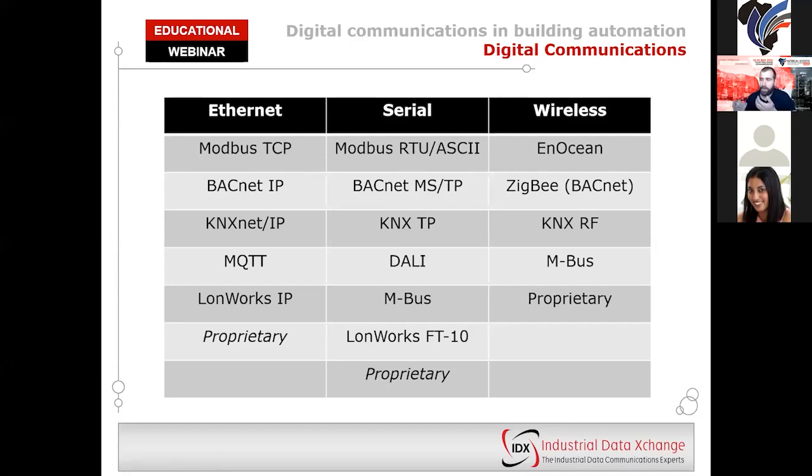That's a serial version of KNX, and that's actually the most common implementation of KNX, because I can connect a ton of KNX devices and it's very easy to link and implement these together. Then you have a wireless version of KNX called KNX RF, or radio frequency, RF stands for radio frequency.